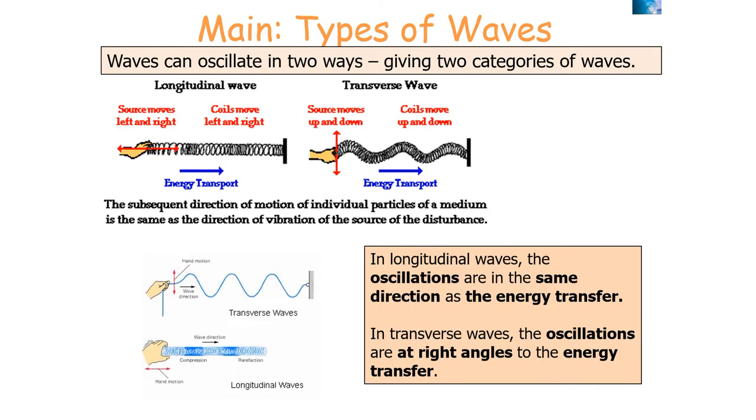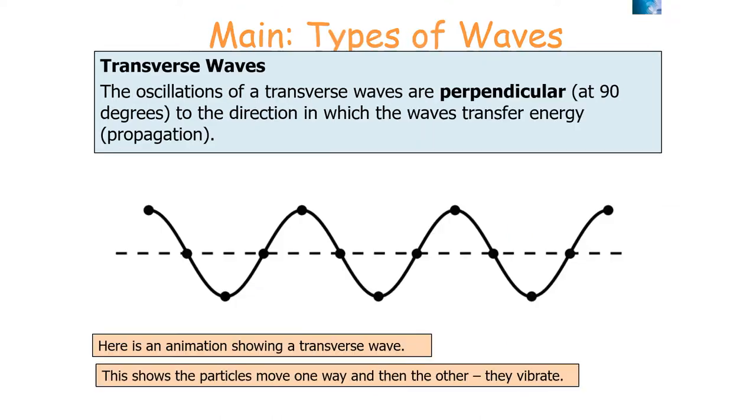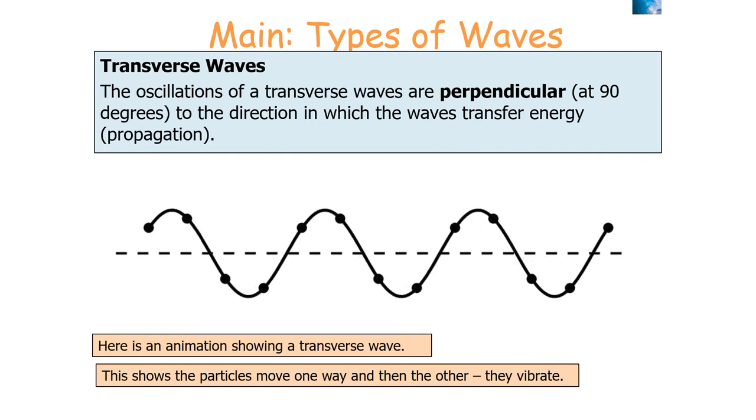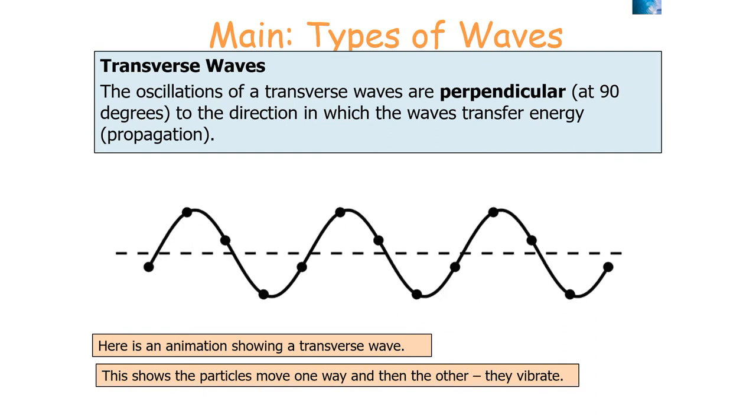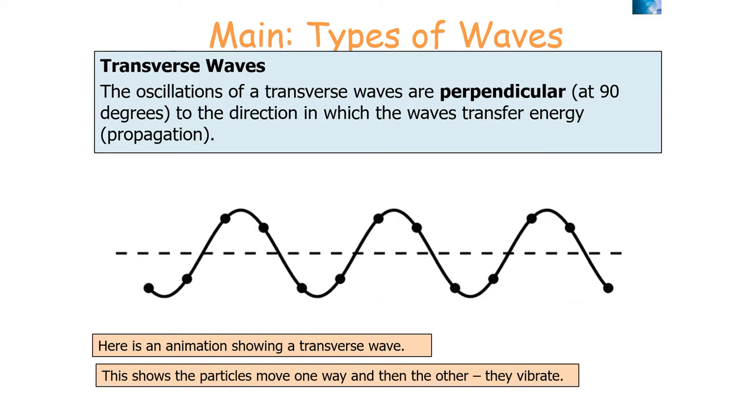So in longitudinal waves, the oscillations are in the same direction as the energy transfer. In transverse waves, the oscillations are at right angles to the energy transfer. So in transverse waves, each particle oscillates perpendicular to the direction of the propagation of the wave. So transverse waves can be modelled by moving one end of a slinky up and down, with each coil representing a particle. So we've got our transverse wave here, showing that we've got our oscillations of the medium perpendicular to the direction in which the wave transfers energy.